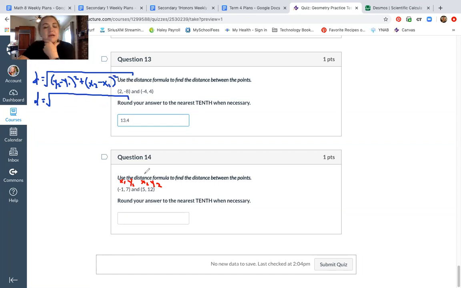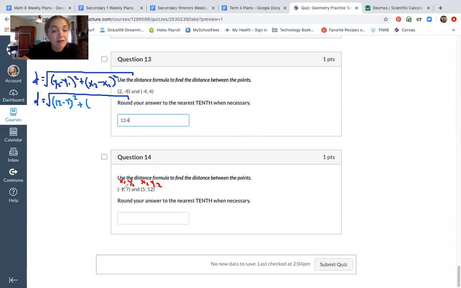So my Y2, which is the first thing I need, is 12. My Y1, which is the second thing I need, that one kind of looks like a 2, is 7. So if I go parentheses, that's not the same blue, that's okay. 12 minus 7, and then squared. Now remember, that 7 was positive. That's why I'm subtracting just a regular 7. Then add that to x2 minus x1.